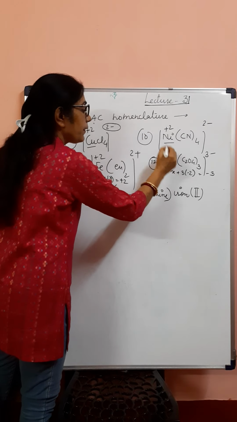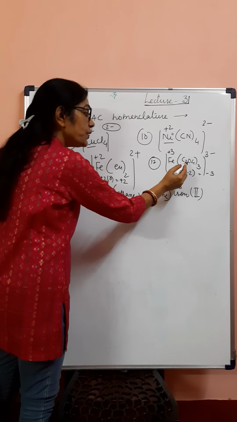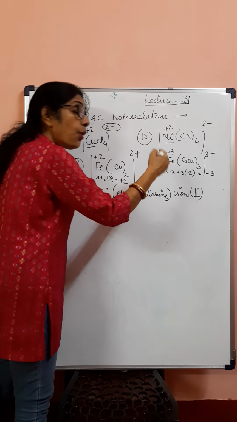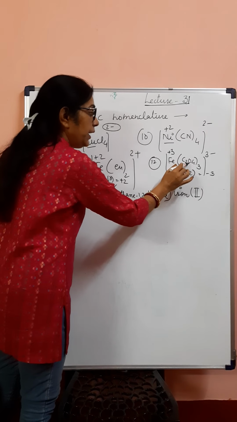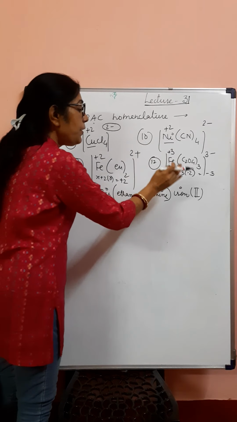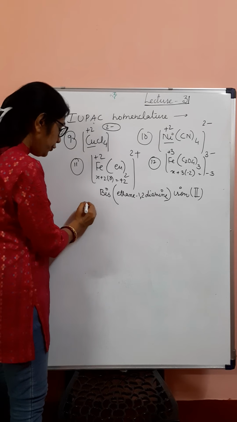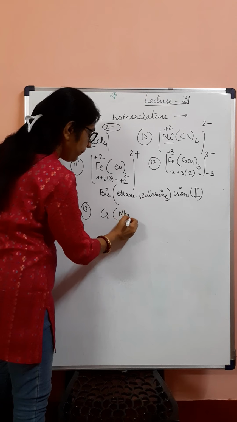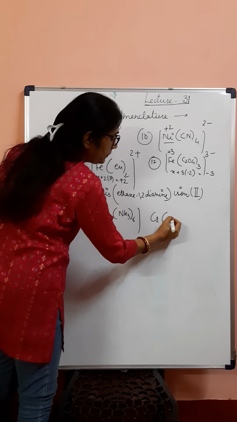So +3. So how do we name it? Trioxalato. Although it's a bidentate ligand, since the ligand does not have di or tri, we can use tri over here. Trioxalato ferrate 3. I repeat, trioxalato ferrate 3.